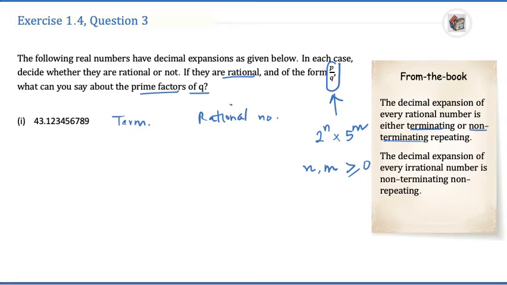So that is what I can say about the denominator q here, about the prime factors of q, that they will only have 2's or 5's or both, no other prime factor at all. Let's look at the next part now.